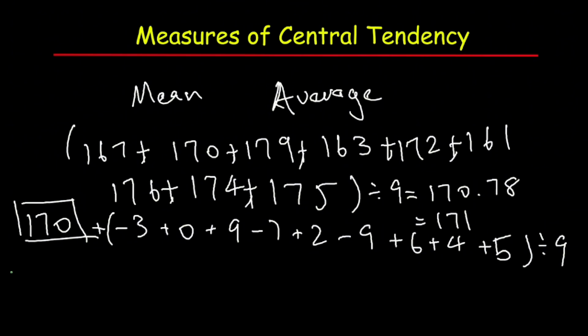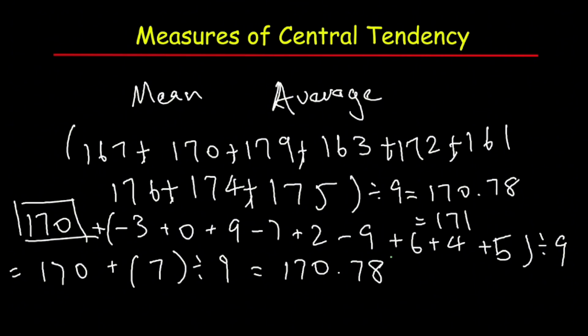So if we were to do this calculation, we would get 170 plus: -3, 6, minus 1, -1, plus 1, that's 1, -8, -8 plus 10, that's 2, plus 7, that's 7, divided by 9. And we know that 7 divided by 9 is 0.7 repeating, so this would be 170.78, which is 171, just like we found in the original average. This method works because it's much faster and requires less calculation.